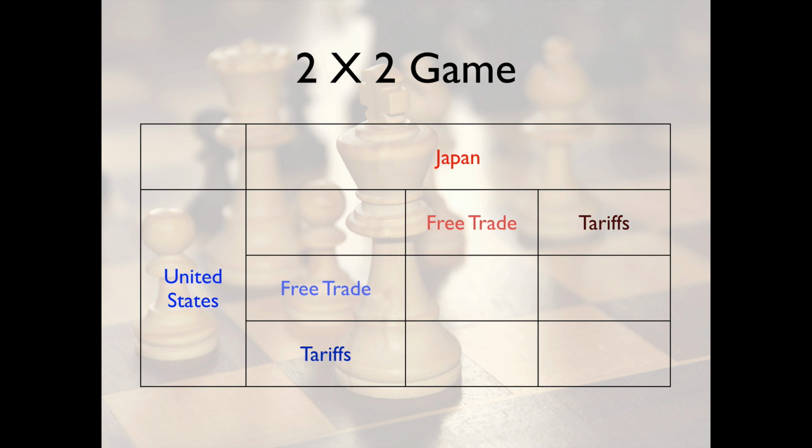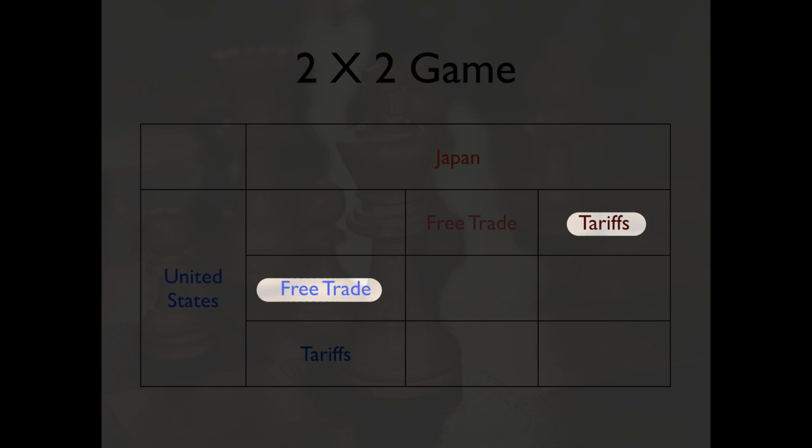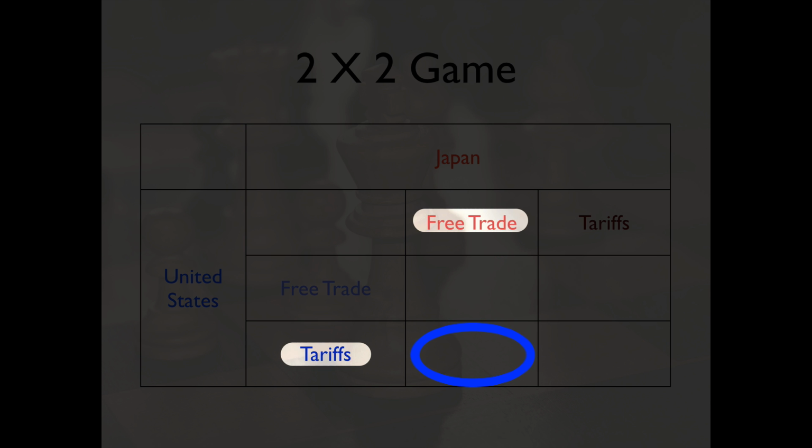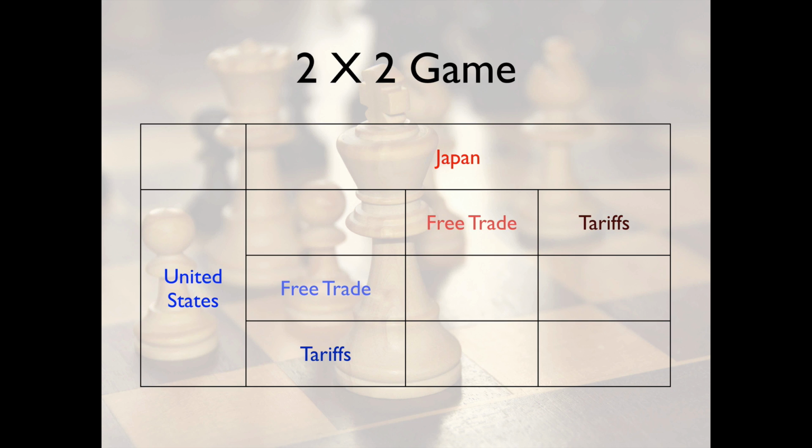And we can say that they have 2 choices. They can have free trade with the other country, or they can raise taxes. So the United States can have free trade and Japan can raise taxes. That would be the top right. We could have both choosing free trade, the top left, both choosing tariffs, the bottom right, or the United States choosing tariffs and Japan choosing free trade, which would be the bottom left outcome.